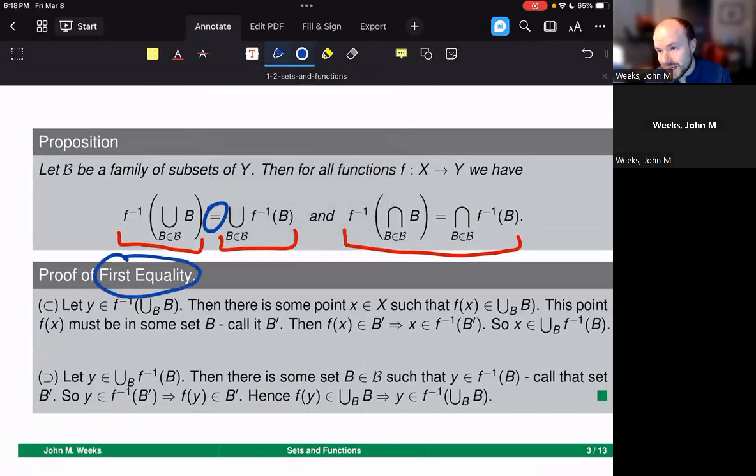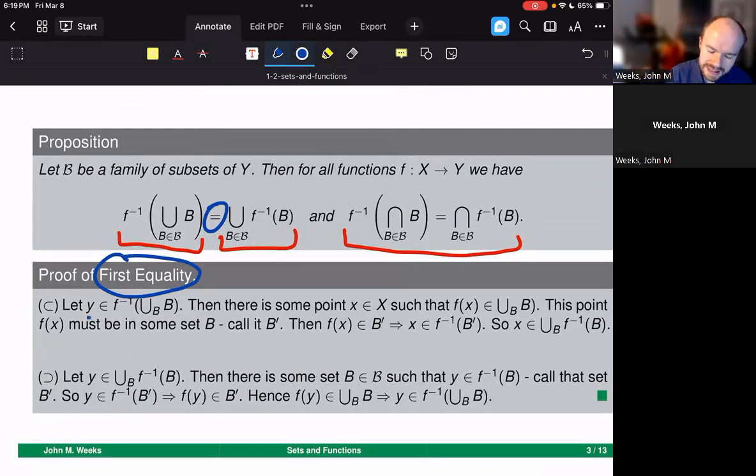The second one, we can leave that up to you at some point. This might be a homework exercise. And even if it's not a homework exercise, my recommendation is try and finish it yourself. Model it after the proofs that we're doing in class. So let's prove the first equality here.